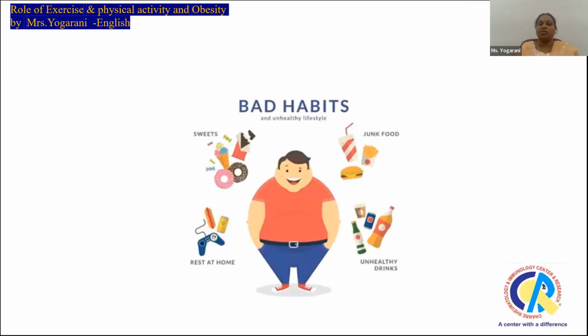What are the habits that make one prone to obesity? These are the bad habits: eating junk food, more sweets like chocolate and ice cream, drinking unhealthy drinks. If you are taking rest and also eating other foods, that also puts on more weight.